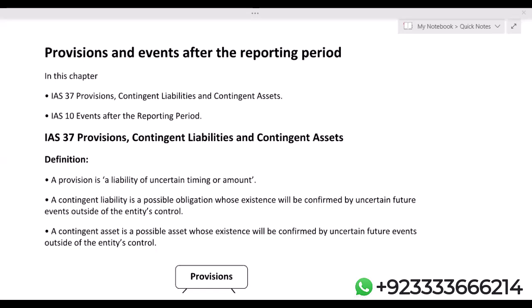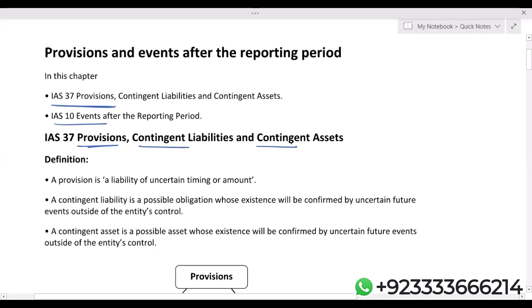Okay, dear students, let's start the third live revision class, SBR session, March 25. Provisions and events after the reporting date. Basically, provisions, contingent liabilities, and contingent assets, that is IAS 37, and this is IAS 10. IAS 37: provisions, contingent liabilities, and contingent assets.